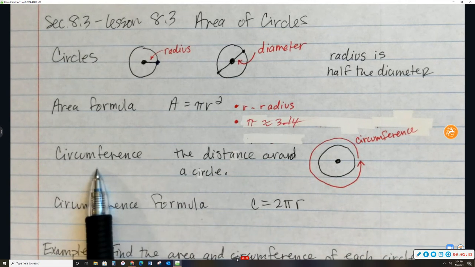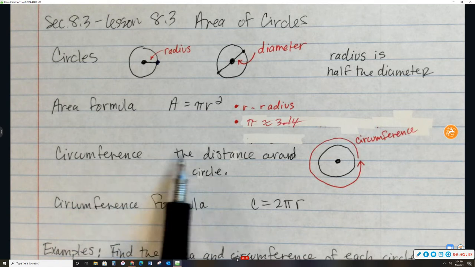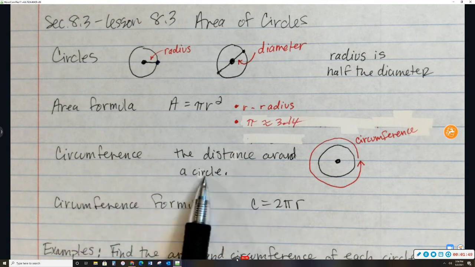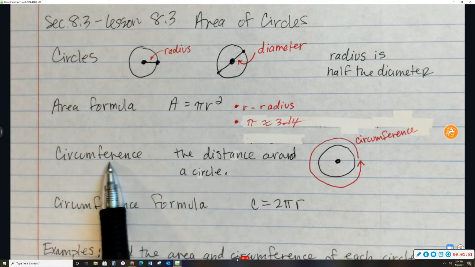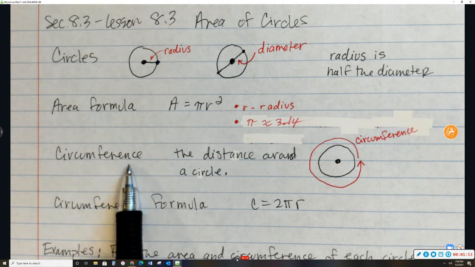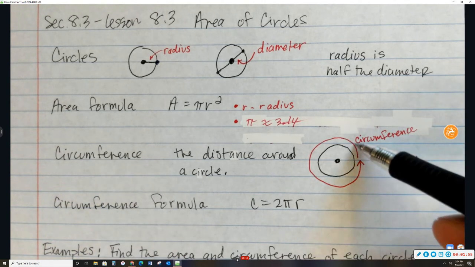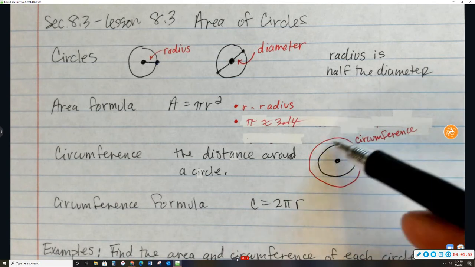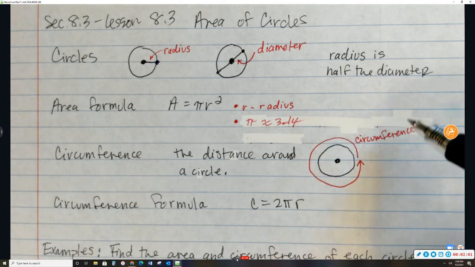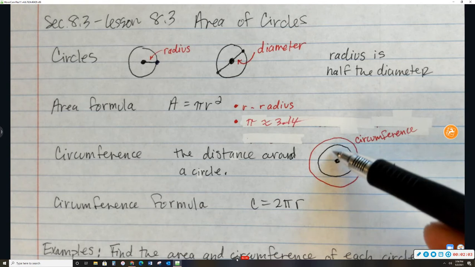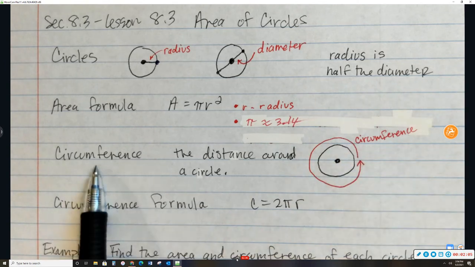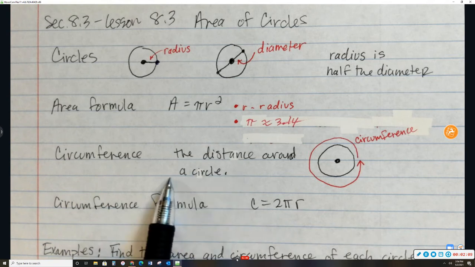And then something else for circles, circumference. Circumference is the distance around a circle. To be honest, I don't know why they just don't call it perimeter. We already talked about the perimeter, how the perimeter is the distance around a figure. Well, that's the same thing with circumference. I guess maybe because it's round, they want to call it something different. So that's what the circumference is. It's the distance around a circle.